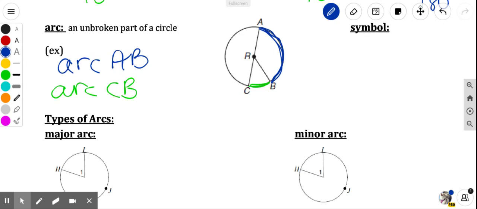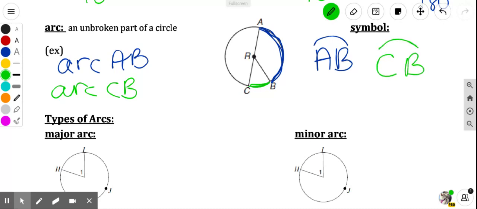There is a symbol for an arc. It's kind of like the symbol for a segment. It's a little miniature arc above the letters. So if I wanted to do arc AB with the symbol, it would be capital A, capital B, with a little curve on top. If I wanted to do arc CB, it would be capital C, capital B with a little arc on top. Now these could be reversed too, just like a segment. I could do arc BA, or arc BC. The order doesn't matter.